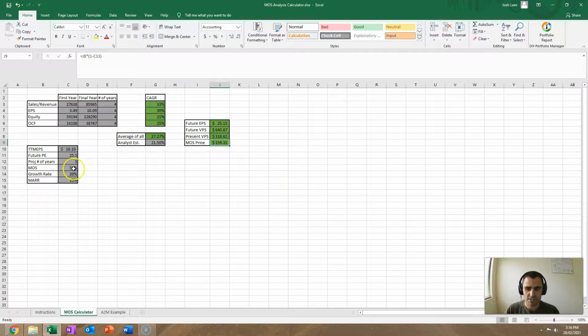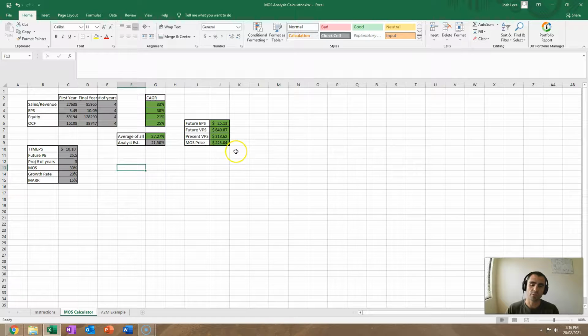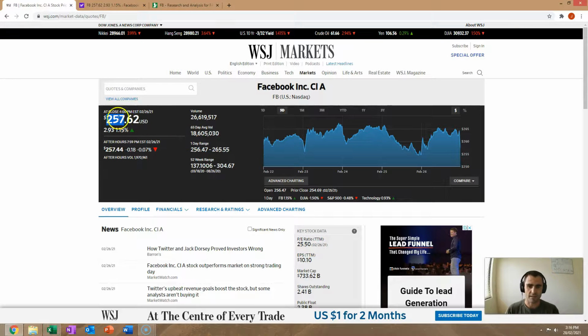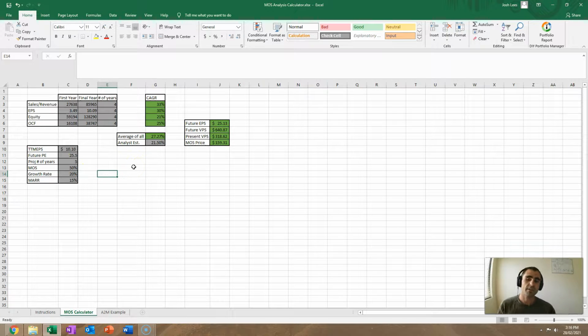You can always change your margin of safety if you're comfortable taking more risk. So if we only went with a 30% margin of safety, the price is now $223. And as you can see, that's getting very close to that price. So if you're very, very bullish on Facebook over the next 5 to 10 years, you'd probably be more comfortable paying that price. But I like 50% because I want to know pretty confidently that I'm going to make money and I'm not going to lose money.